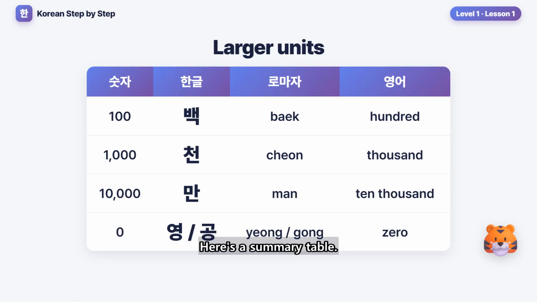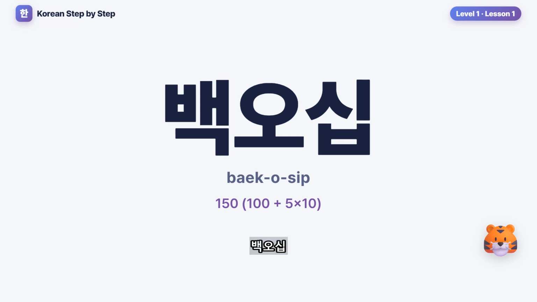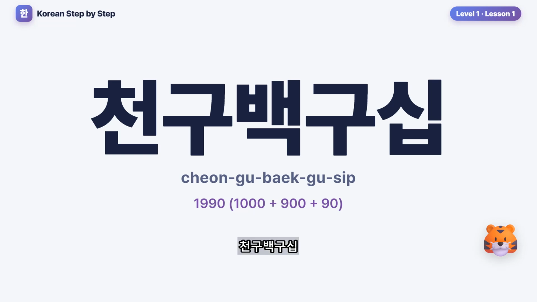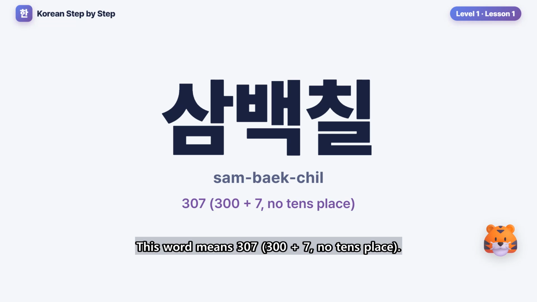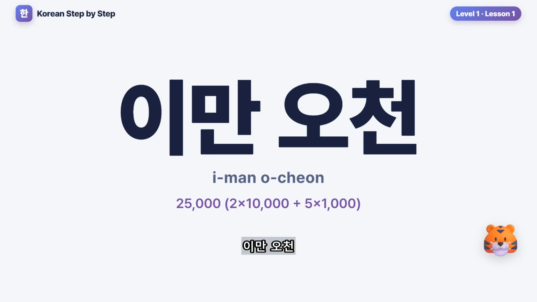Here's a summary table. Let's read the examples. 100, 1000, 010. 23. 150. 1990. 307. 25000.